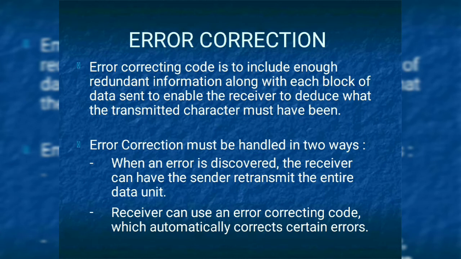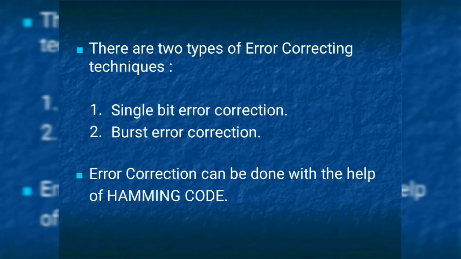First, when an error is discovered, the receiver tells the sender to retransmit the message once again. There will be an automatic repeat request, we can use that. Next, the receiver can use error correcting codes, which automatically correct certain errors. There are two types of error correcting codes: single bit error correction and burst error correction.